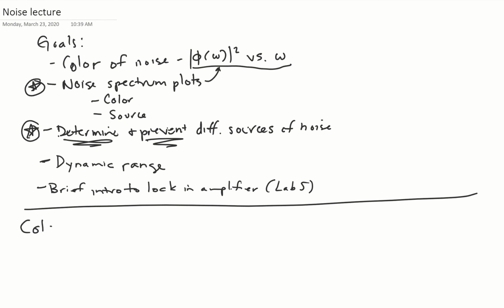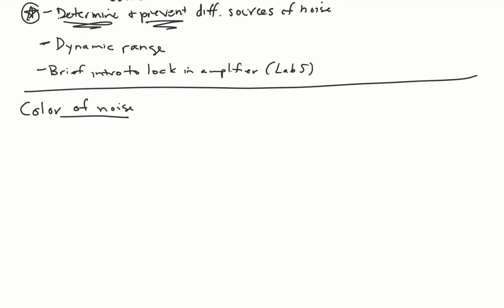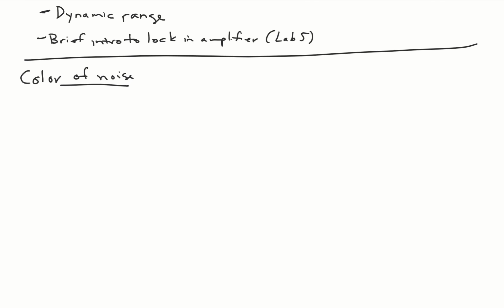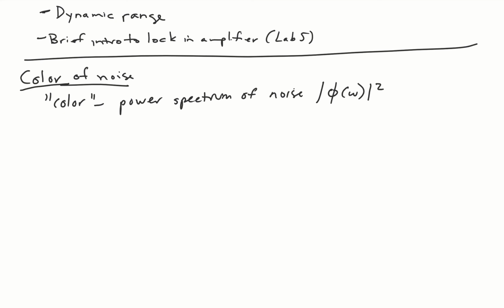Let's first talk about the color of noise, since we've been talking all about white noise. What I mean by color, man, this pen is not wanting to reply. So color, that's going to be our power spectrum of the noise. If you remember, this is the notation that we use for the power spectrum.